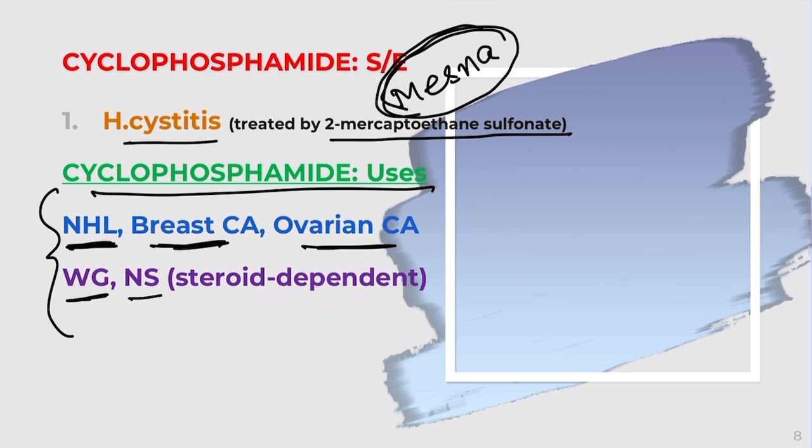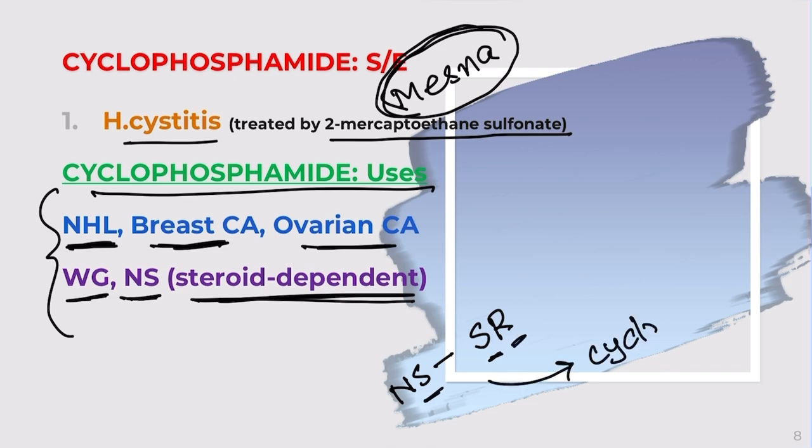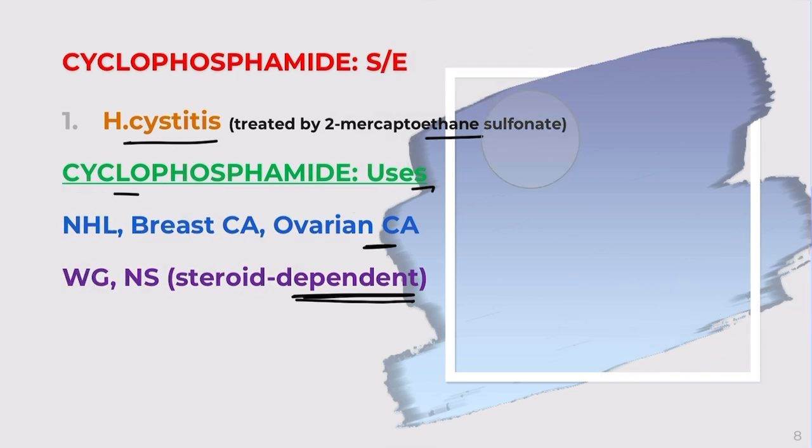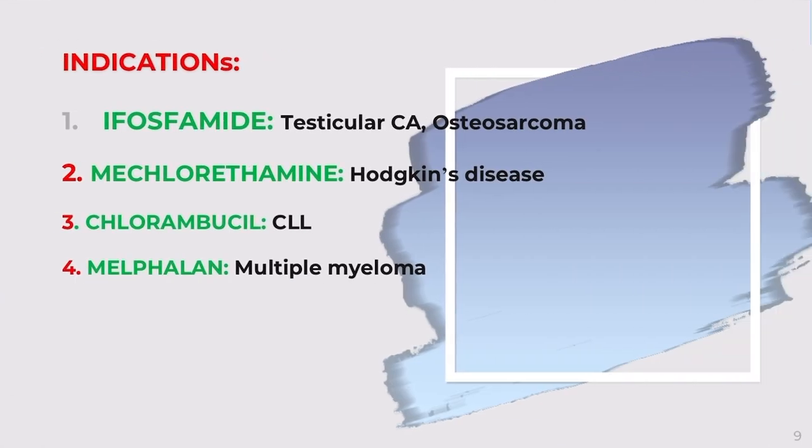Remember, and there is nephrotic syndrome, steroid dependent nephrotic syndrome. In steroid dependent nephrotic syndrome, cyclophosphamide is drug of choice. And another question, nephrotic syndrome which is steroid resistant. In steroid resistant nephrotic syndrome, drug of choice is cyclosporine. Okay, so these are the indications of cyclophosphamide. Next is ifosfamide.